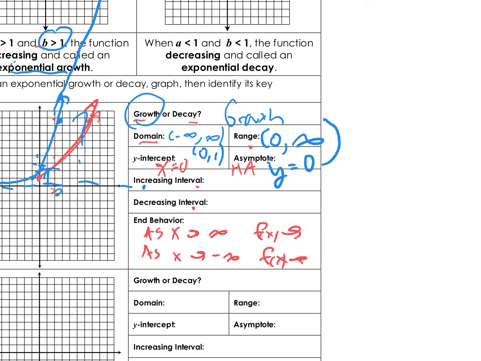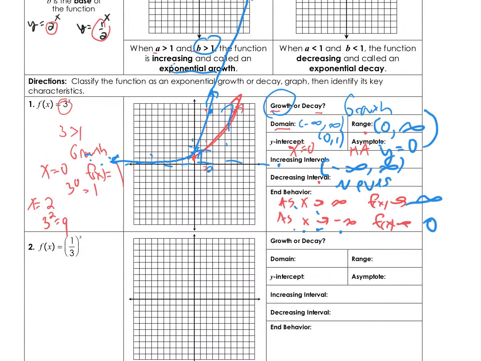This function does increase on its entire domain, so it increases from negative infinity to infinity, from left to right. It never decreases. As x goes to infinity, f of x goes up to infinity. As x goes left forever, negative infinity, f of x approaches 0, because that's the horizontal asymptote. As x approaches negative infinity, the y value approaches 0.